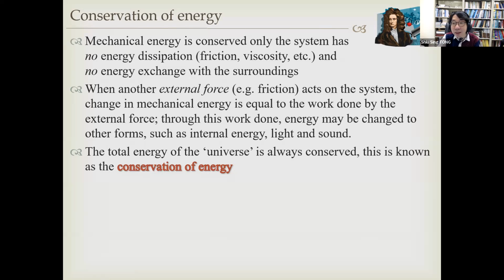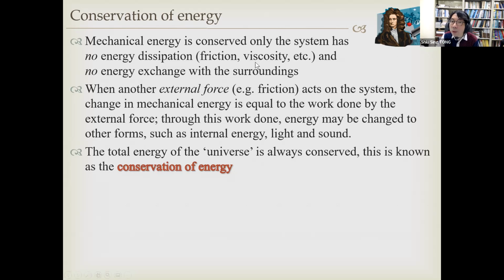Okay, now that is our basic assumption. We do not allow the energy to be dissipated by friction or by viscosity or any kind of dissipative force. So when we talk about the energy conservation in the previous example, we are just referring to a very special situation of the system without energy loss. And in that case, the mechanical energy is conserved, okay?